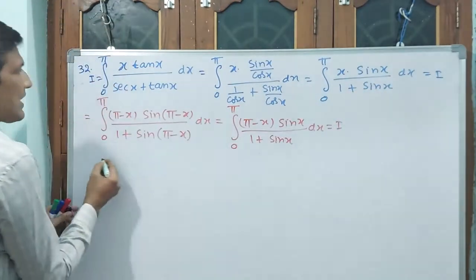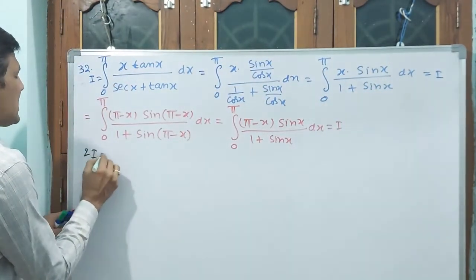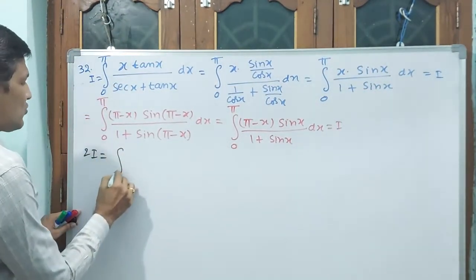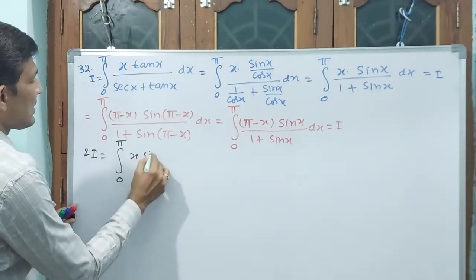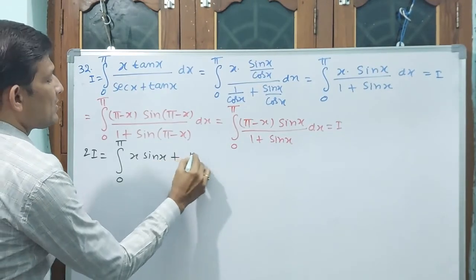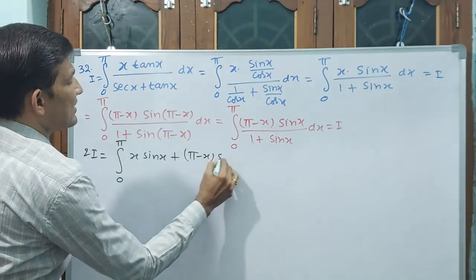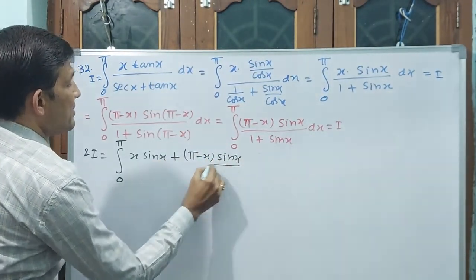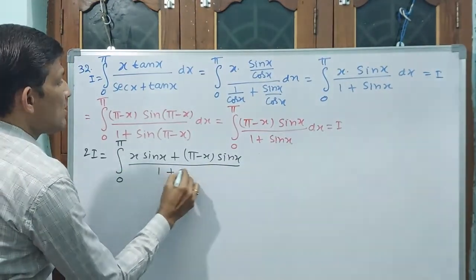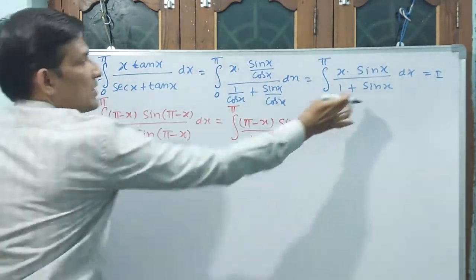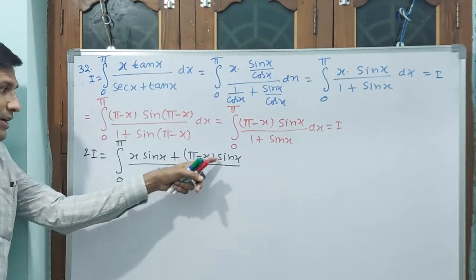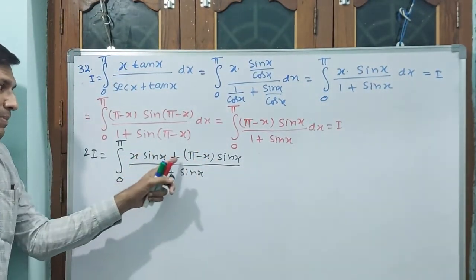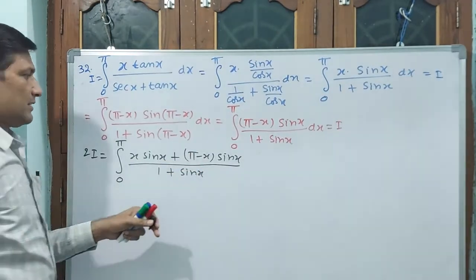2I is equal to, see what I am writing now. 2I is equal to the same integral from 0 to pi of x sin x plus (pi minus x) sin x, divided by 1 plus sin x. Well, the denominators are both the same. Now, if you take sin x as common, we get x plus pi minus x, dx.